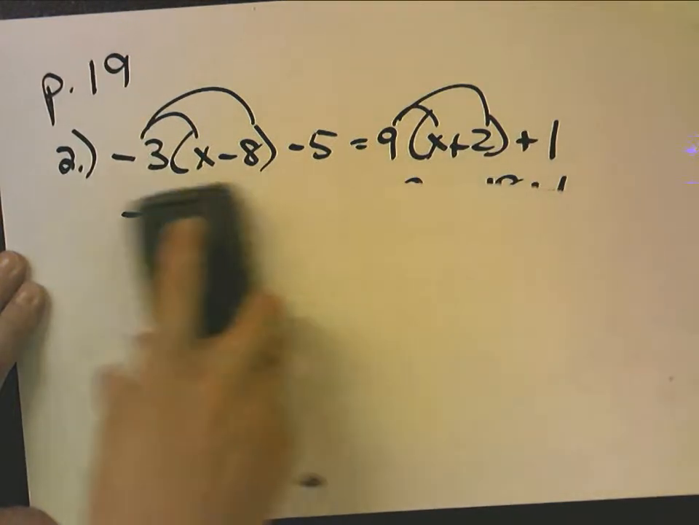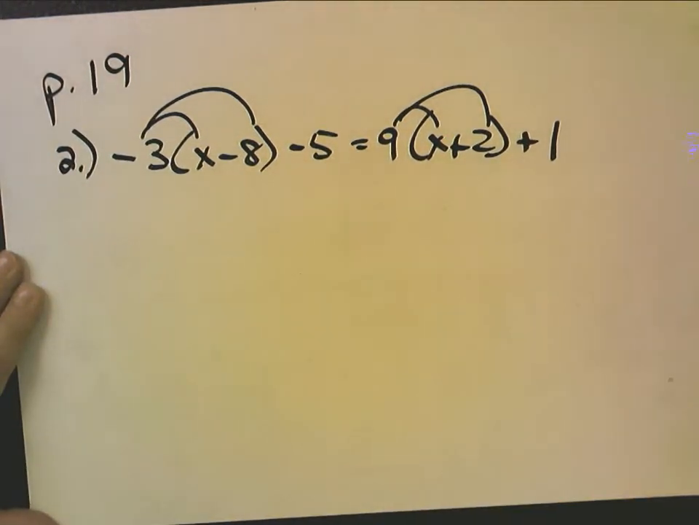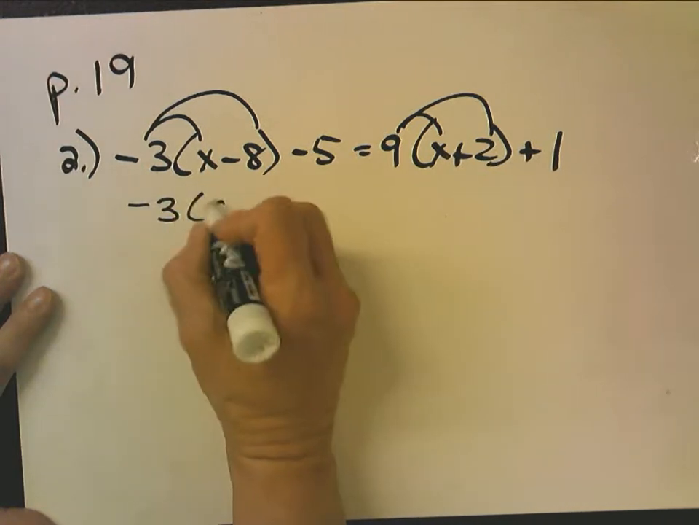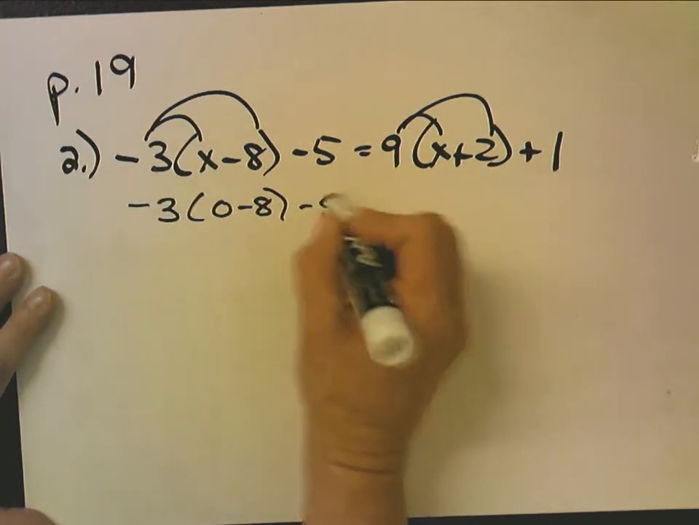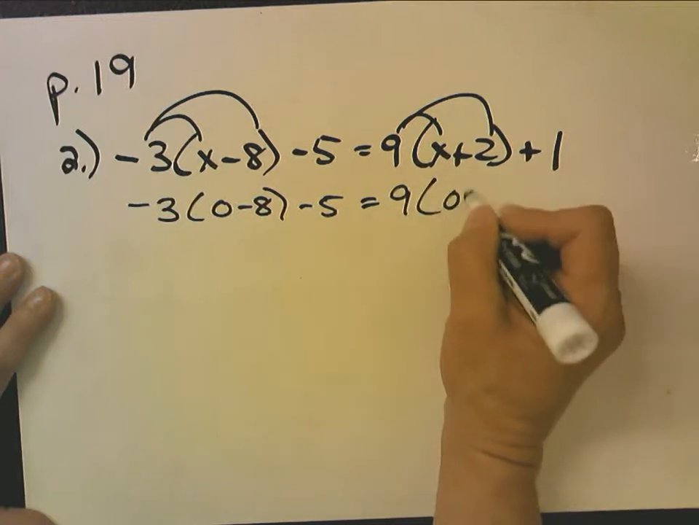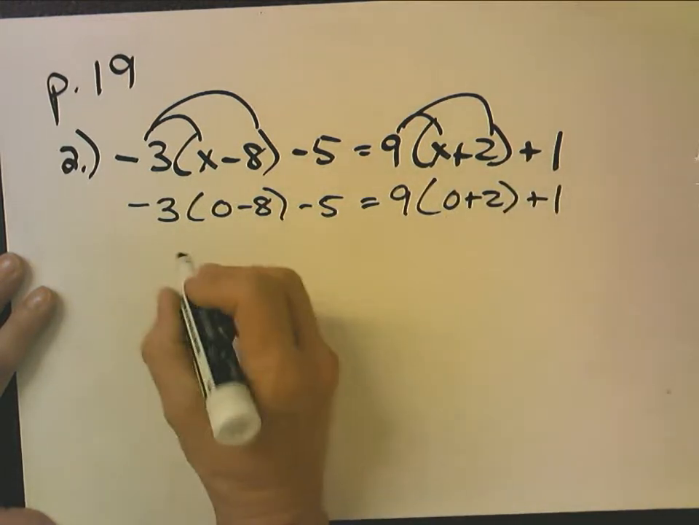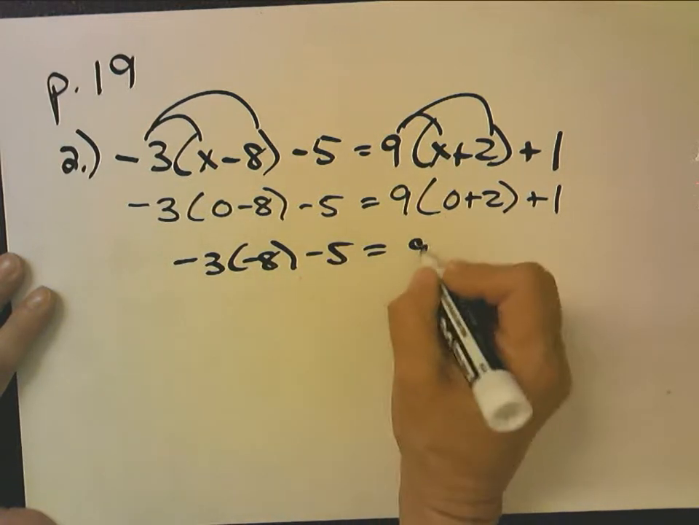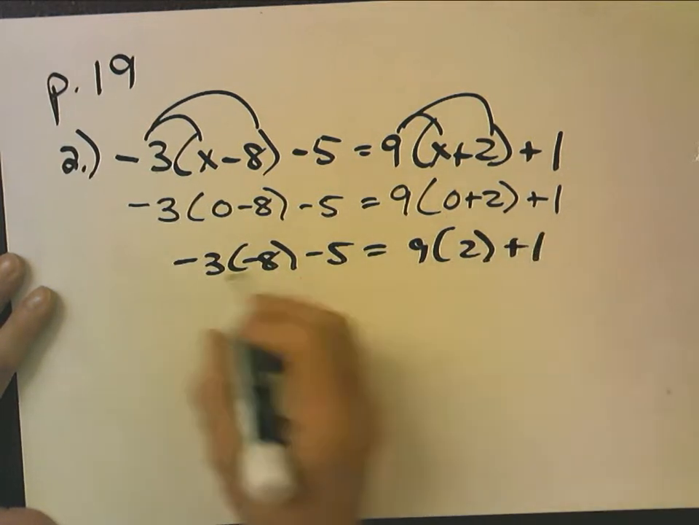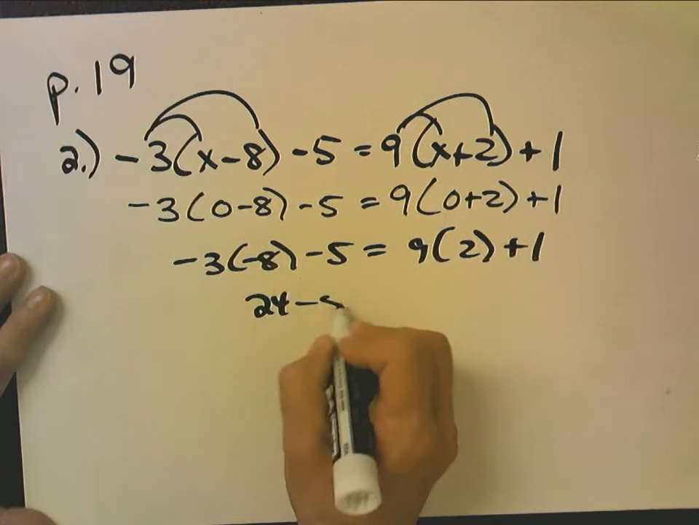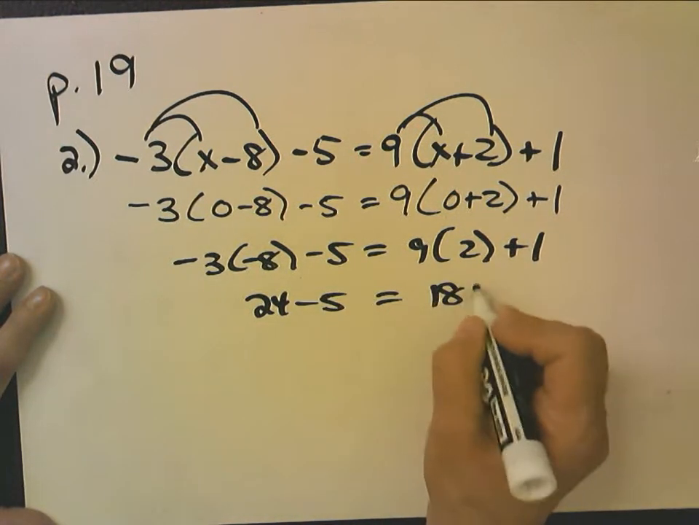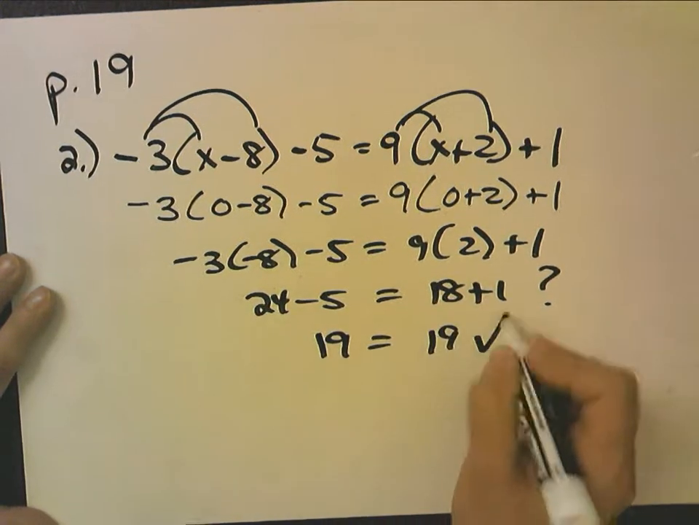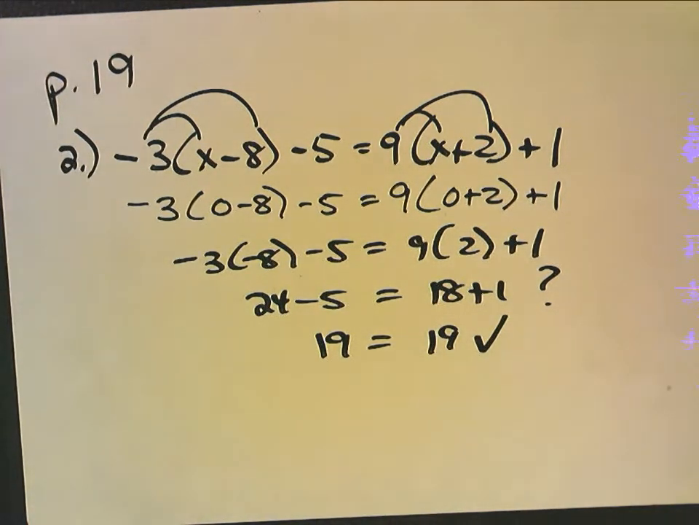Okay, so now let's do the check. So negative 3 times 0 minus 8 minus 5 equals 9 times 0 plus 2 plus 1. Well, this becomes negative 8. And this becomes 2. This becomes positive 24 minus 5. Does that equal 18 plus 1? Well, this is 19, and so is this. And that would be my check.